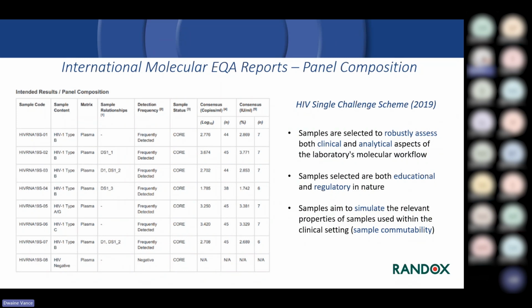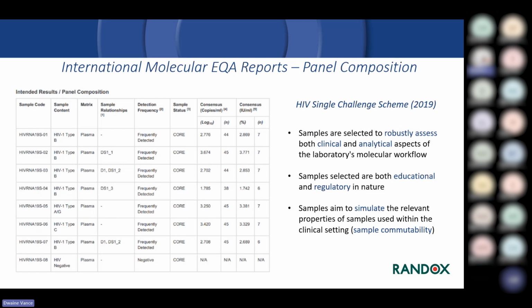The samples selected aim to simulate the relevant properties of samples used within a clinical setting to ensure sample commutability. So as you will see in the table on the left-hand side, there are multiple different types of the HIV-1 virus. There's type B, type C, and type AG, as well as a negative sample. And all of these samples are provided within a commutable plasma matrix. The fourth column you will see is sample relationships, and this shows you the dilution series of those samples. So you will see that sample 3 is a dilution of sample 2, and sample 4 is a dilution of sample 3.